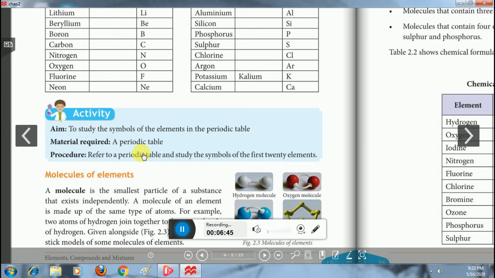There is another activity to study the symbols of the elements in the periodic table. We have completed this activity in the first video named elements.